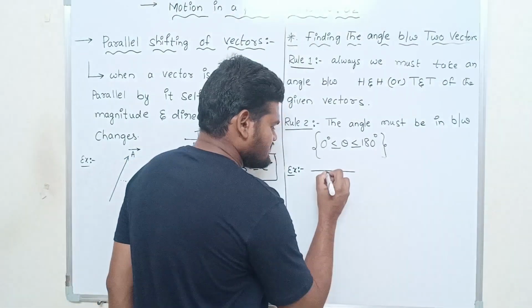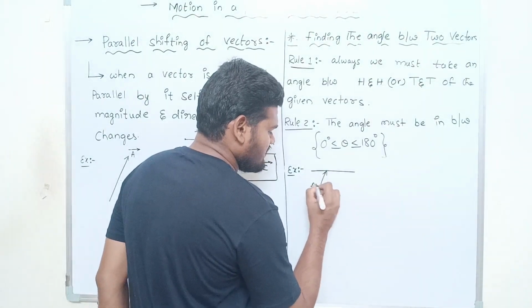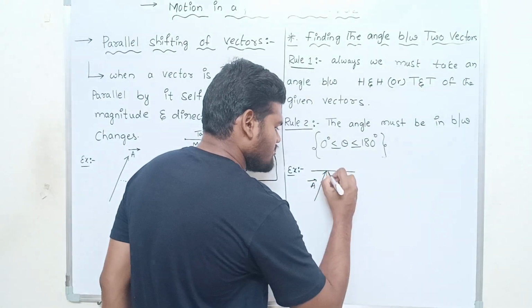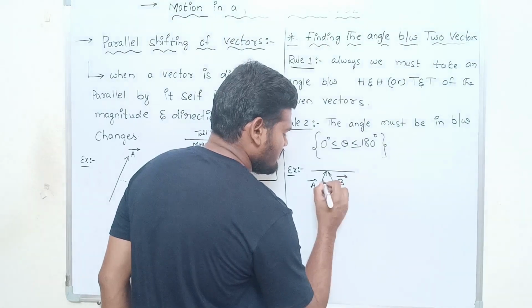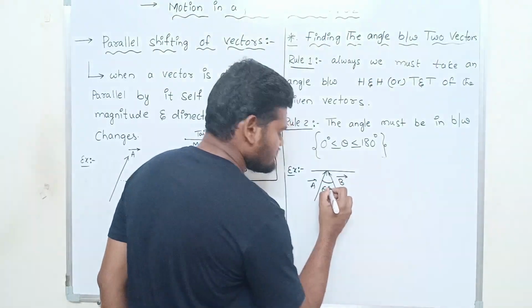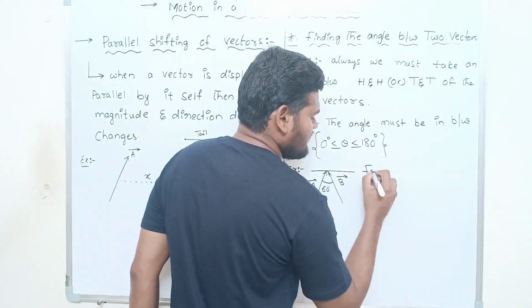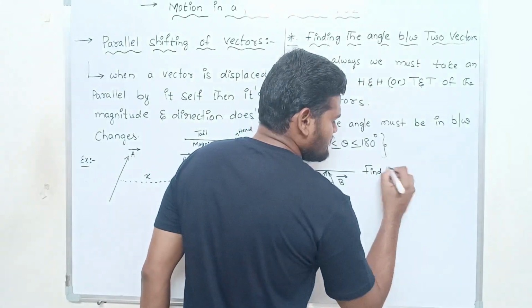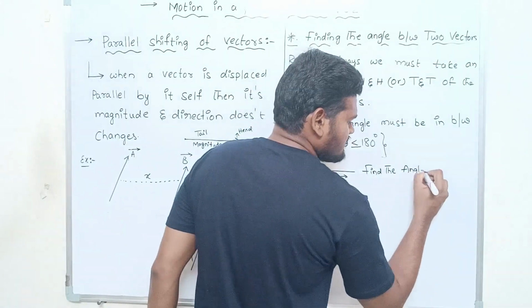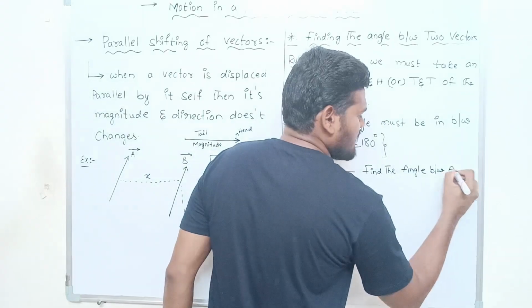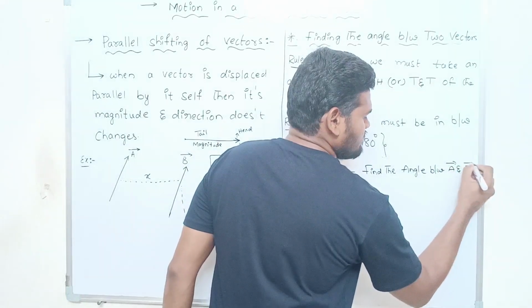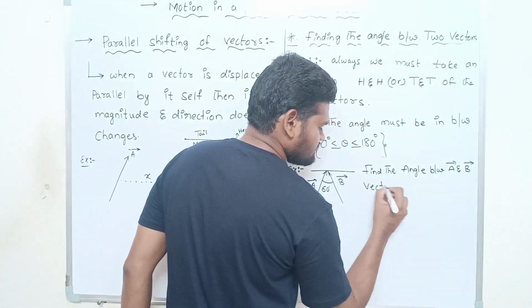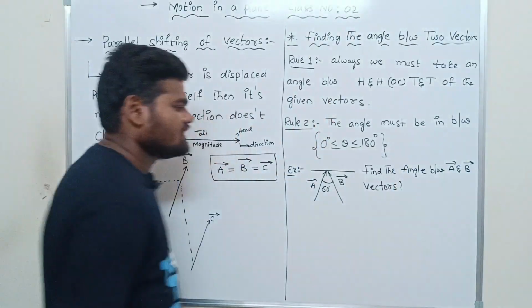The diagram is like this. They are given two vectors, a bar vector and b bar vector. The angle between them is given as 60 degrees. So the question is this: find the angle between a bar and b bar vectors. This is the given question.